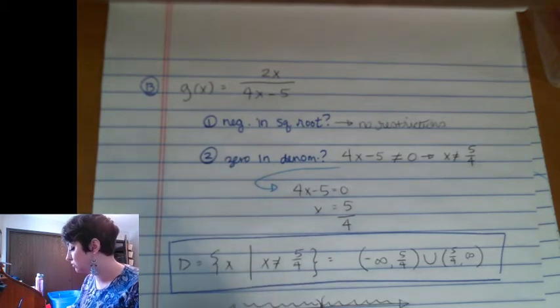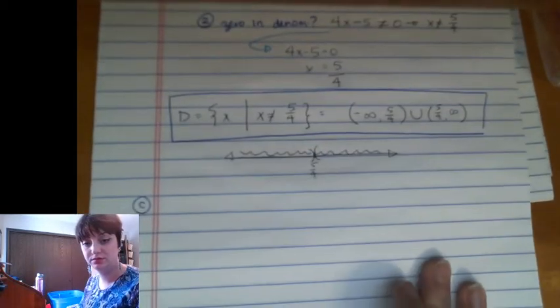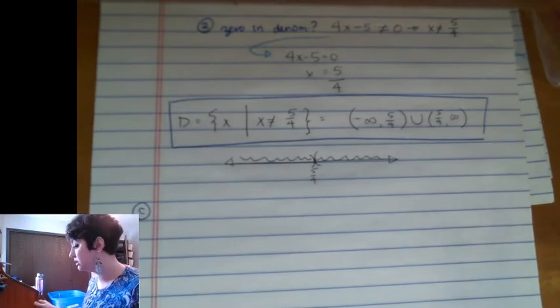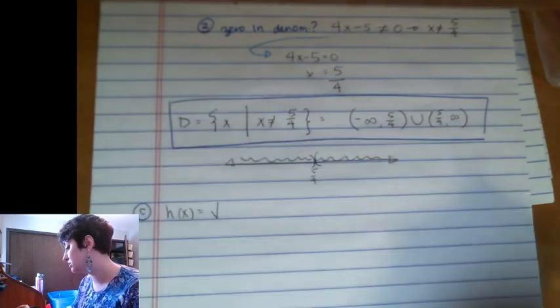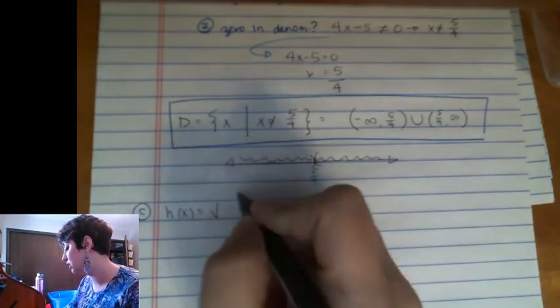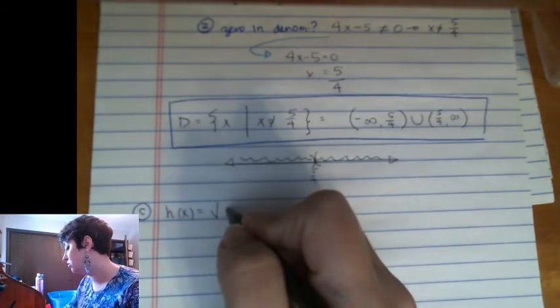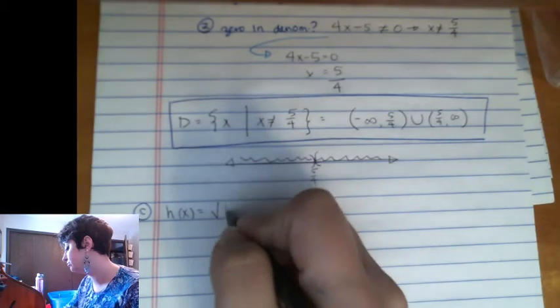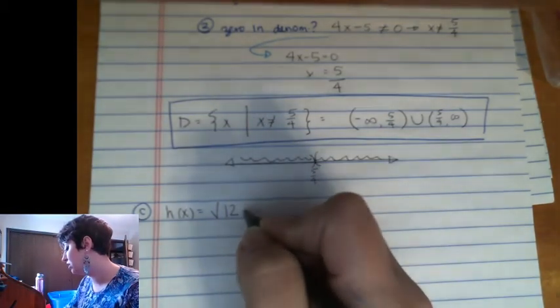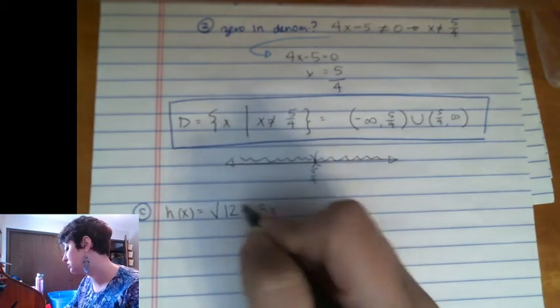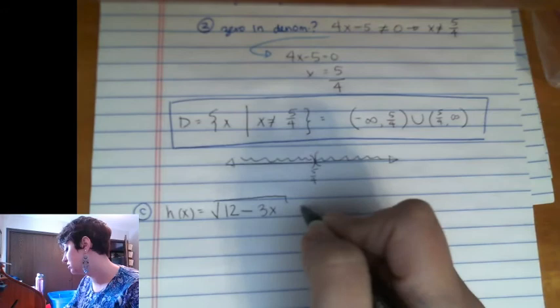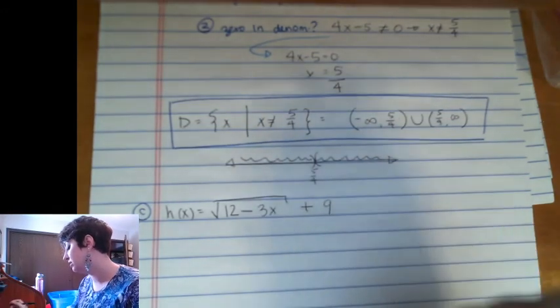Okay, let's look at one with a square root. So for C, let's do h is the square root of, oh, I don't know, 12 minus 3x plus 9.